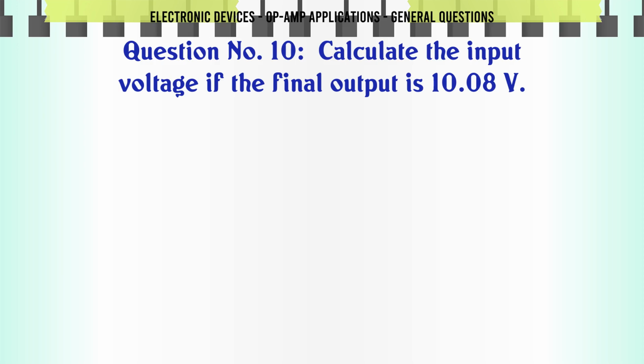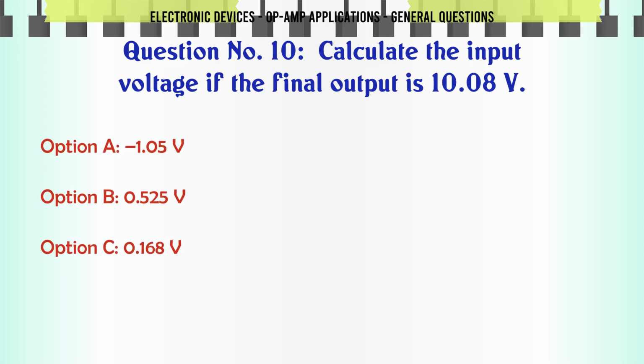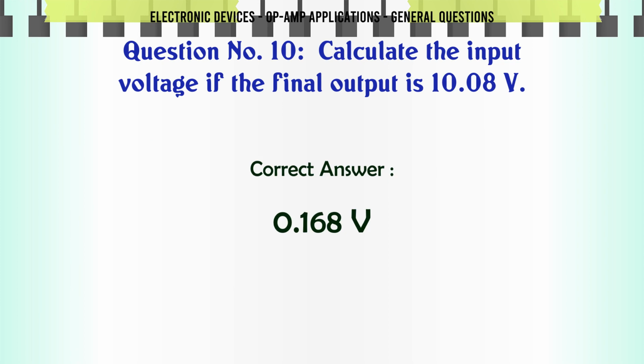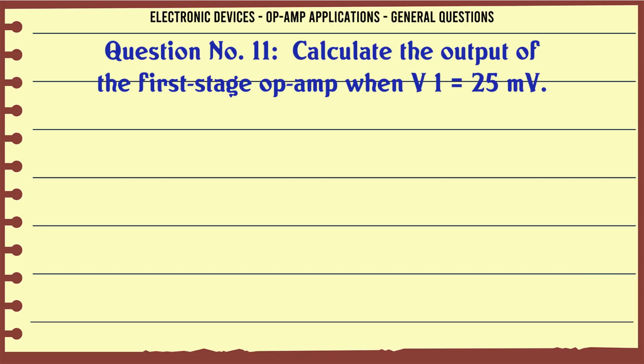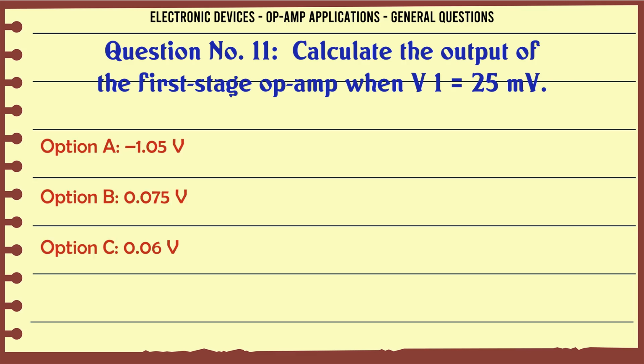Calculate the input voltage if the final output is 10.08 V. A: 1.05 V. B: 0.525 V. C: 0.168 V. D: 4.2 V. The correct answer is 0.168 V.